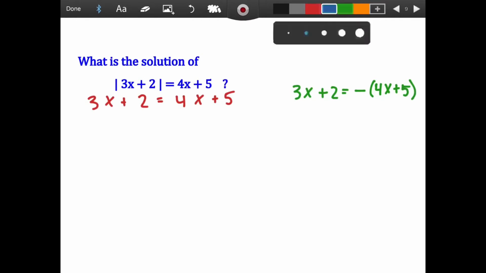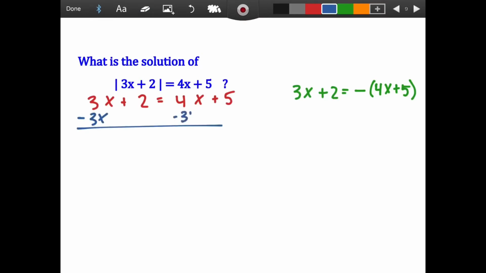So now on our first equation, 3x + 2 = 4x + 5, I want to isolate my variable. So I'm going to subtract 3x from both sides and subtract 5. When we do this, we are left with -3 is equal to x. So that's one solution.